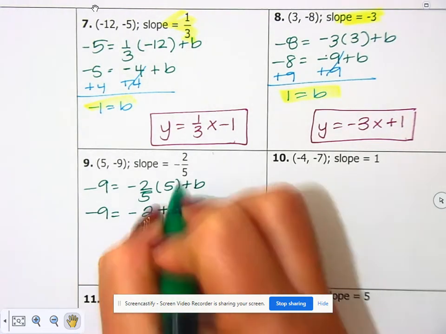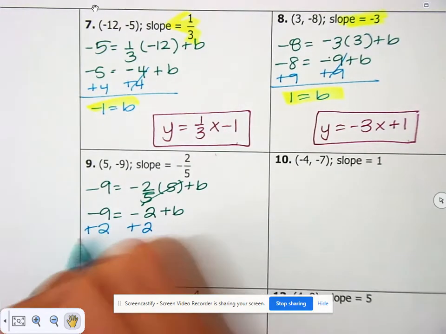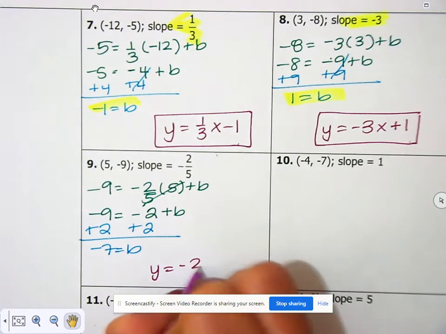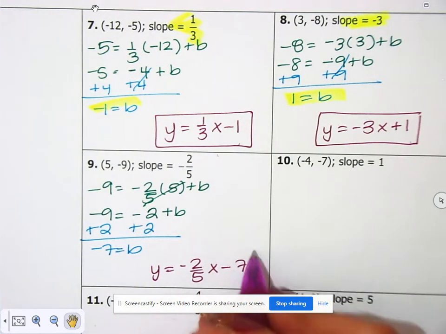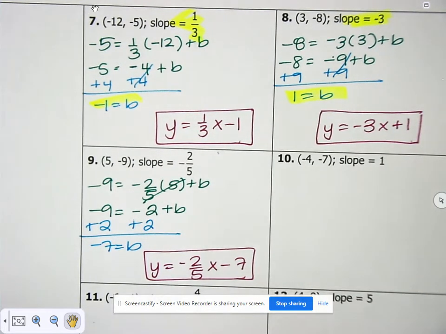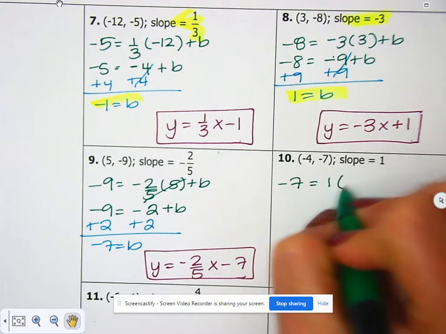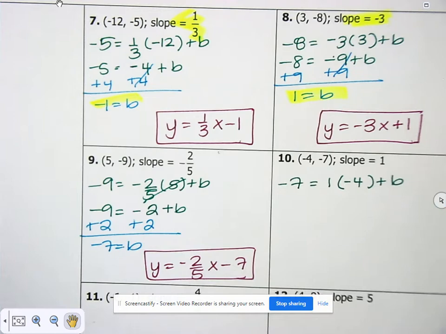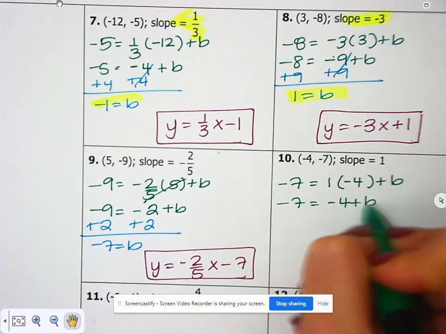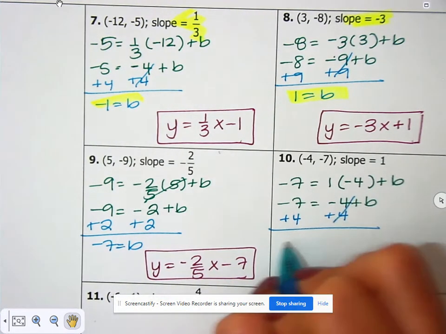That's -10 divided by 5 is -2. Now remember, those 5s can just cancel. We've talked about that as well. Okay, plus 2 gives me -7 is my b. So with my m and my b, it's going to be -2/5 x minus 7. So now we're going to add our 4 over here.